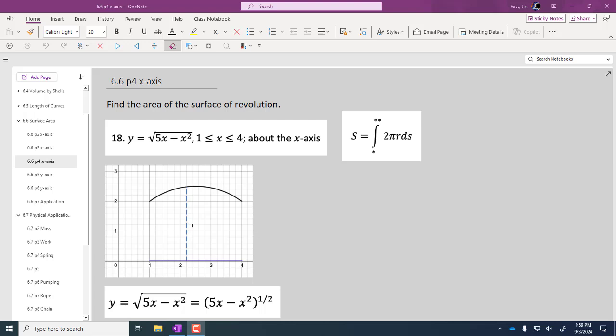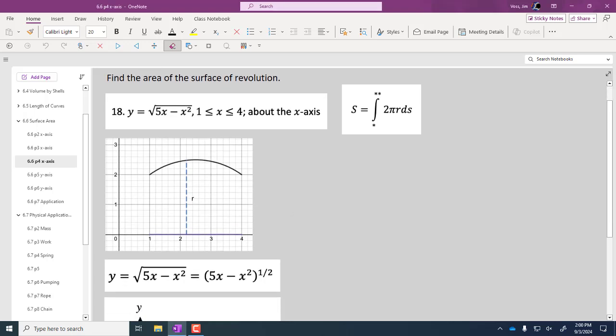We'll get to the physical applications. We'll be doing all those physics applications like force and work, some of which should be familiar to you, I think. But before we get to the physical applications, we've got a few more examples of finding areas of surfaces.